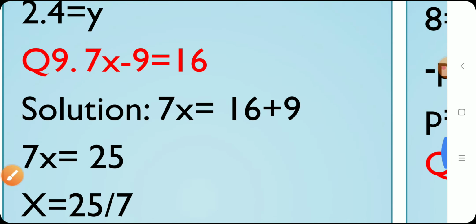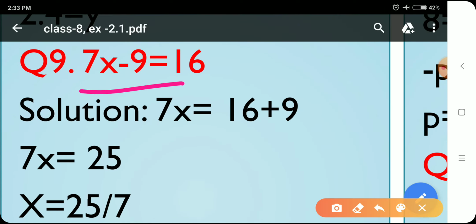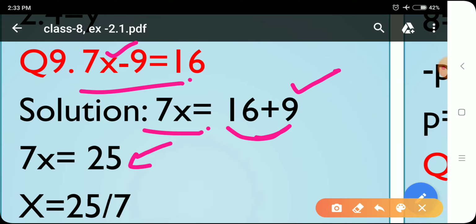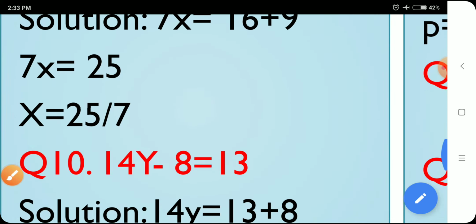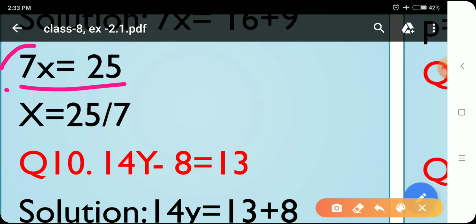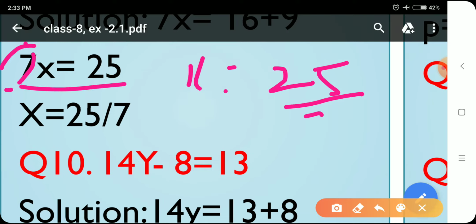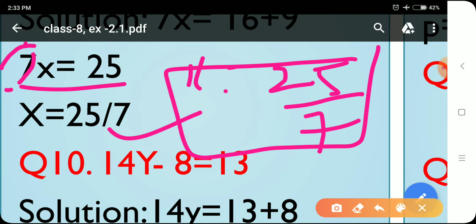Question number 9. 7x minus 9 is equal to 16. You have to find out the variable x. So you will write 7x is equal to 16 plus 9, because this minus 9 will change into plus 9. So 16 plus 9 will become 25. Now 7x is equal to 25. This 7 is in multiplication, so it will change into 25 by 7. So this will be your answer.